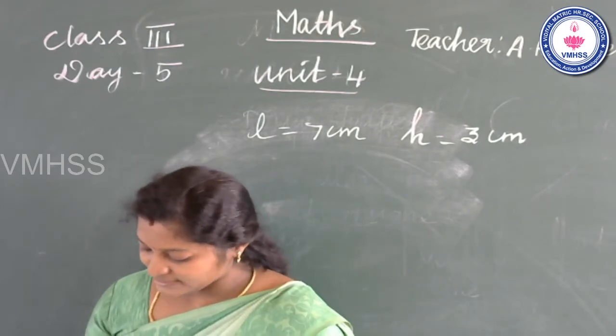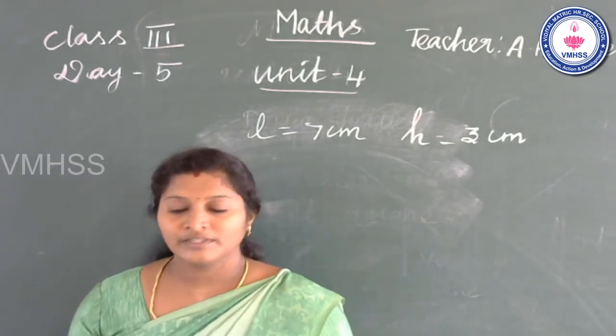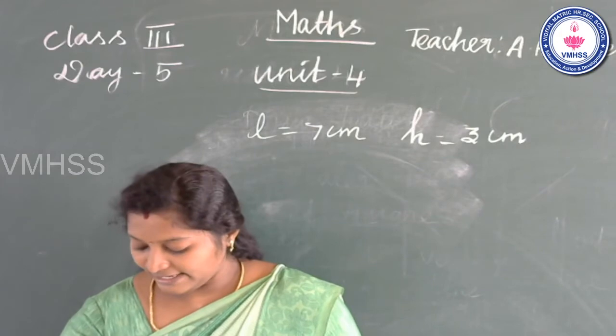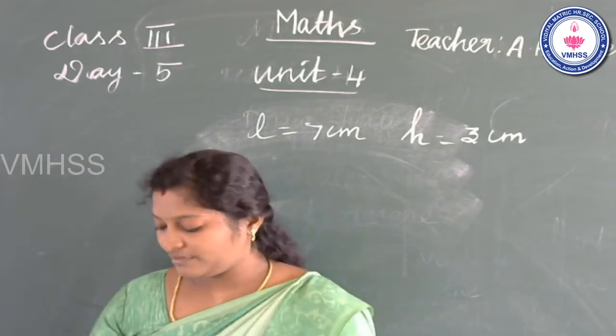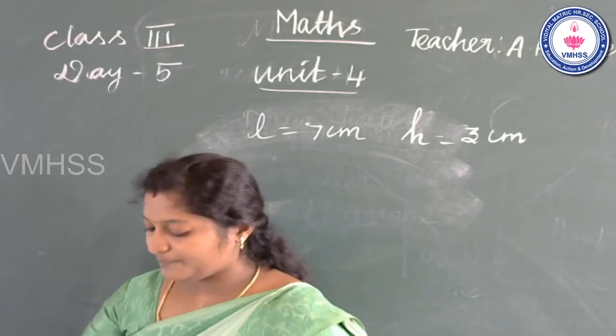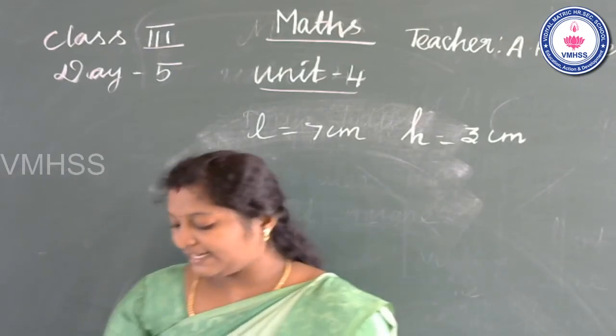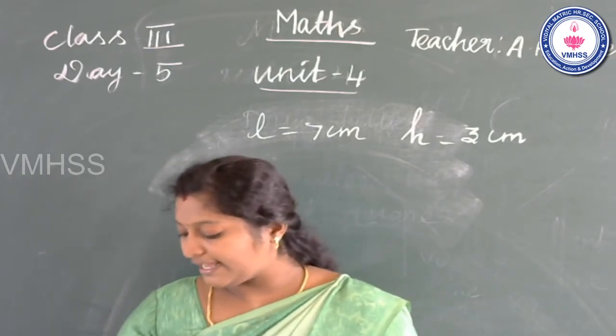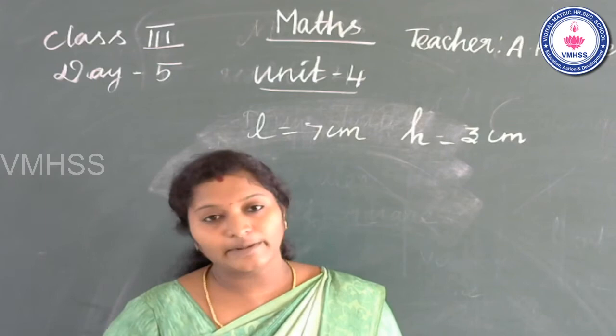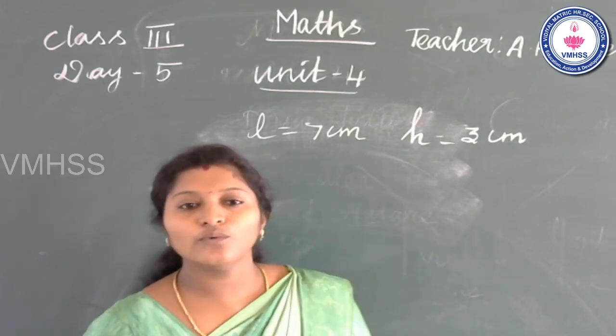Okay. So students, take page number 83. What is the first step? Students, read the first step. Using a ruler, draw a horizontal line of 7 centimeter and mark it as QR.